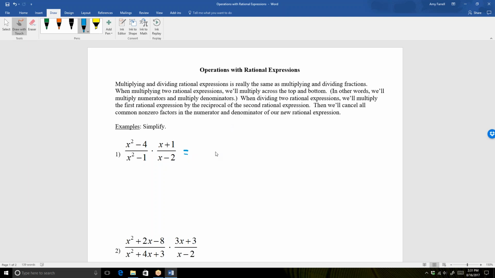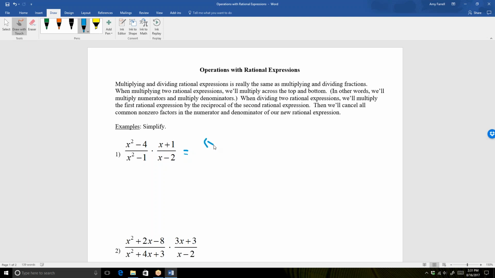When multiplying, we're just going to multiply straight across the top, straight across the bottom, or in other words, multiply numerators and multiply denominators. When we divide, we are going to multiply by the reciprocal of the second rational expression. I'll mention what a reciprocal is if you don't remember that vocabulary word when we get to number 3. Then at the end, we're going to cancel all common non-zero factors in the numerator and denominator.